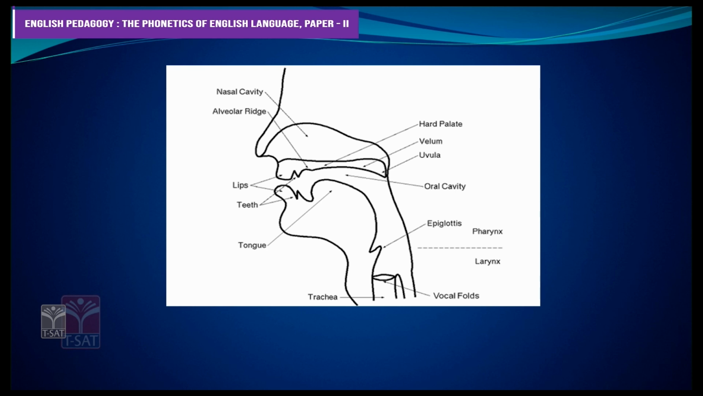The diagram has the labels of all speech organs that are associated with the production of speech sounds: the nasal cavity, alveolar ridge, lips, teeth, tongue, trachea, vocal folds, larynx and pharynx, epiglottis, oral cavity, uvula, velum and hard palate.